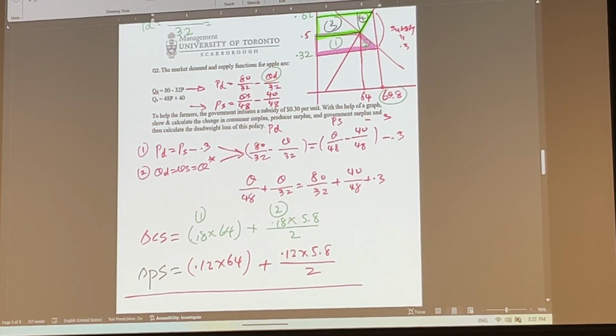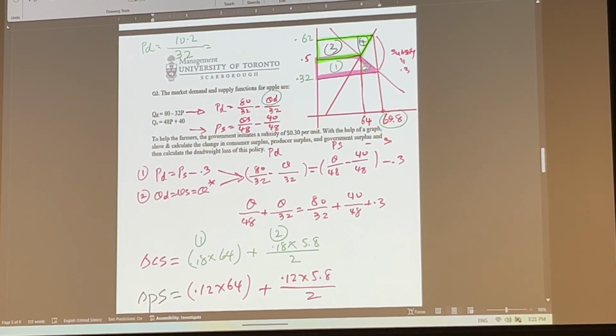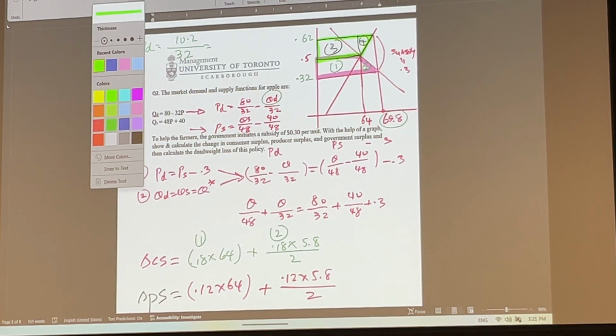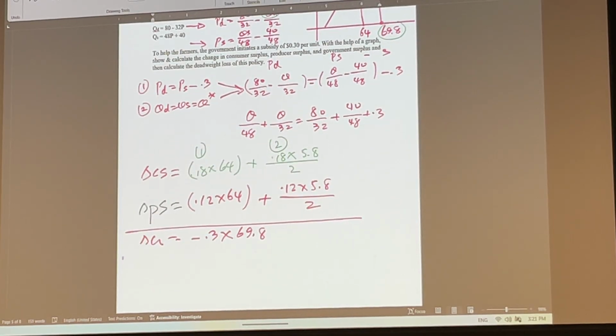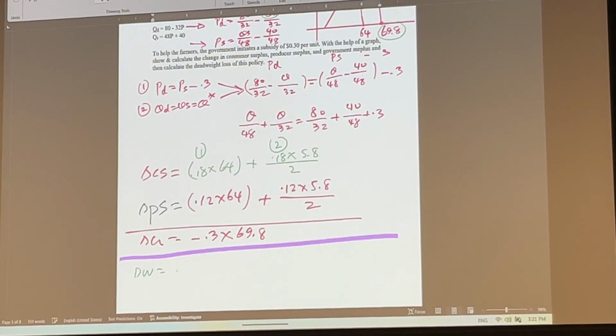Now what about the government? The government pays 30 cents on 69.8 units. So the government surplus is, what color should I use? This one. That's the government surplus. That's what the government loses. And the sum, that is the deadweight loss, which is the welfare loss.